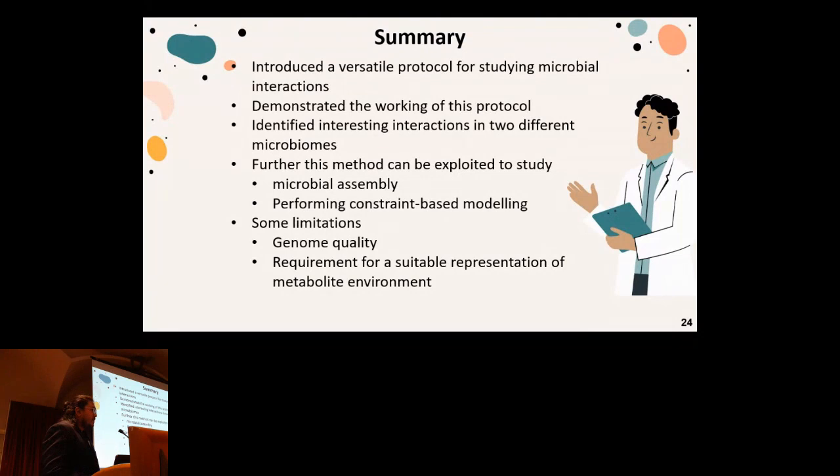And of course there are some limitations. The metabolic networks are only as good as the genome quality we have, so it is important to have good quality genome data. And this method is dependent on the metabolite environment that we supply, so it is important to have a proper representation of the metabolite environment to get accurate results.